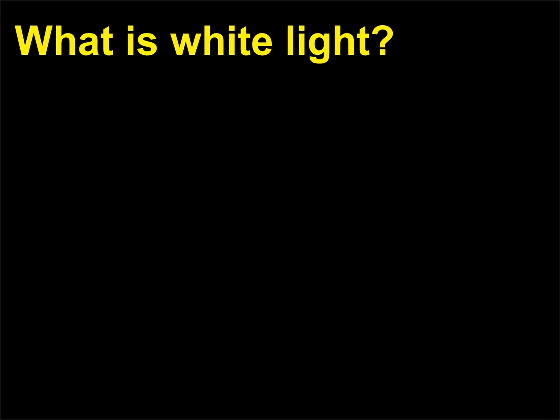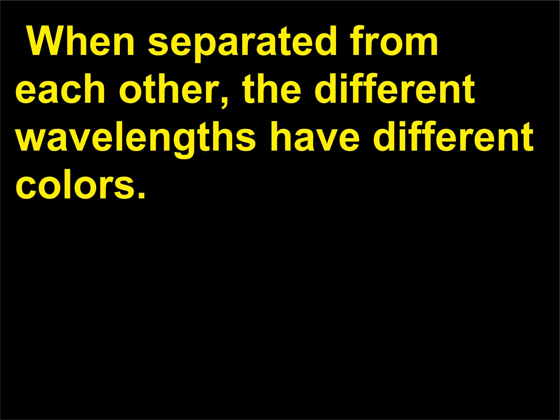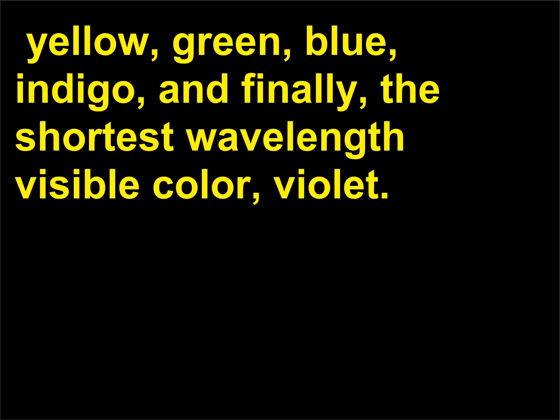What is white light? White light is the combination of all the colors in the visible light spectrum. When separated from each other, the different wavelengths have different colors. The longest wavelength light is the color red, and decreasing wavelengths result in orange, yellow, green, blue, indigo, and finally, the shortest wavelength visible color, violet.